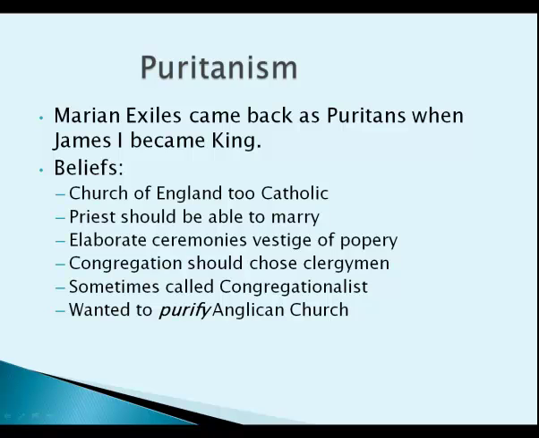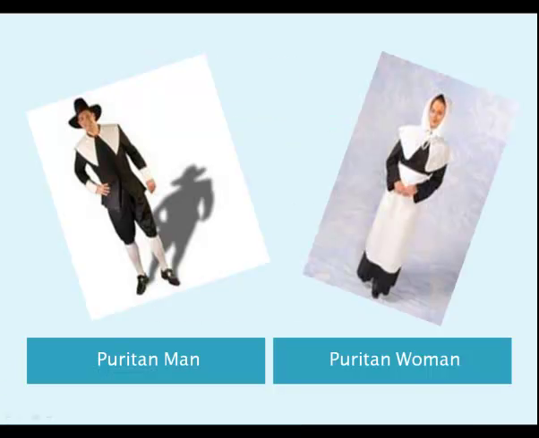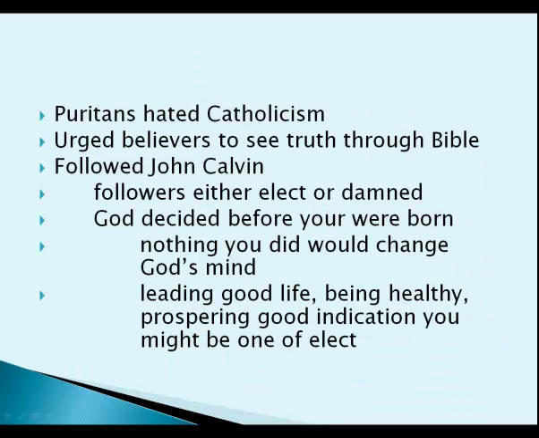So when James I came marching in from Scotland to take over the throne, they met him on the road to London and made demands. This is just a picture of what the Puritan man and Puritan woman dressed like, very well covered up. James I hated them and went out of his way to make it very difficult for them. Because the Puritans hated Catholicism. They urged the believers to see the truth through the Bible. And they followed a man called John Calvin.